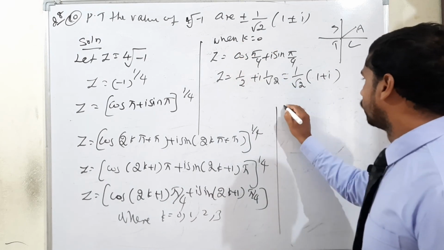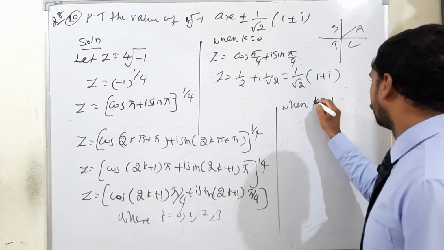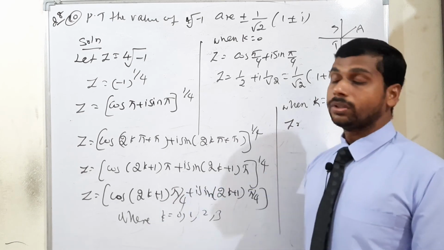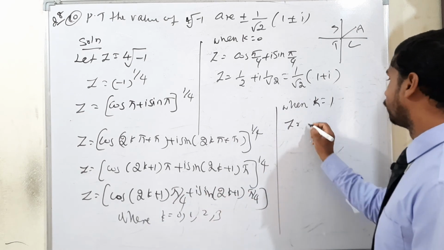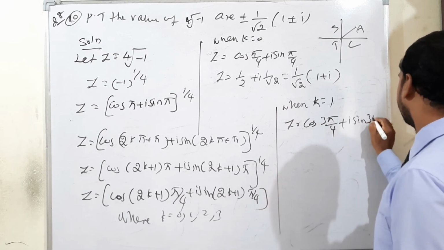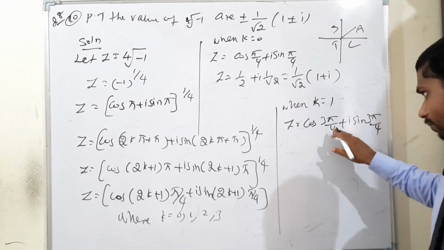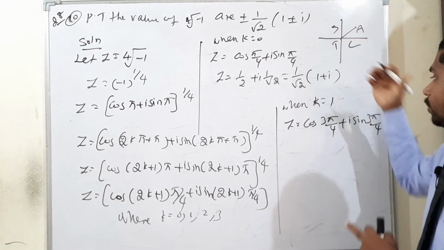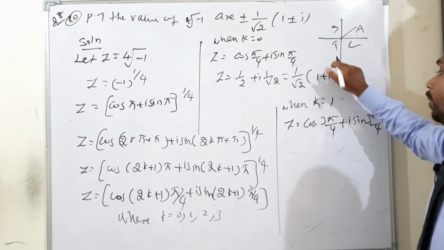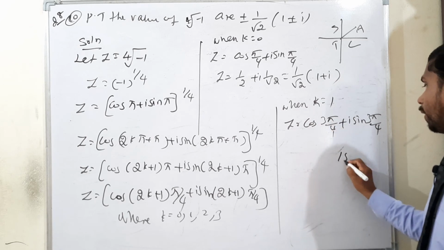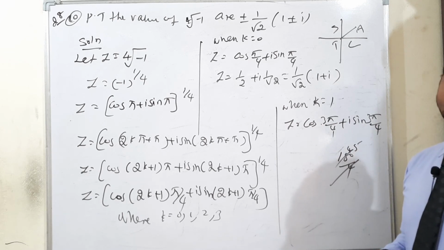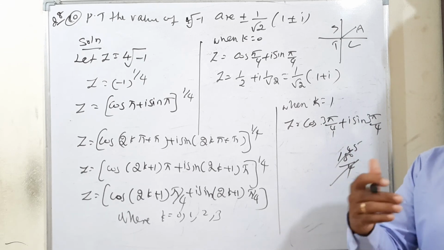Then when k is equal to 1, what will happen? z is equal to cos of 2 into 1, 2 plus 1 is equal to 3, so 3 pi by 4: cos 3 pi by 4 plus i sin 3 pi by 4. Because it is below 360, it will be very easy according to the unit circle. See, pi by 4 means 180 divided by 4, which is 45. 3 into 45 means 45 plus 45 is 90, plus 45 is equal to 135.